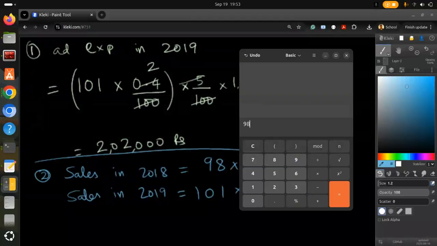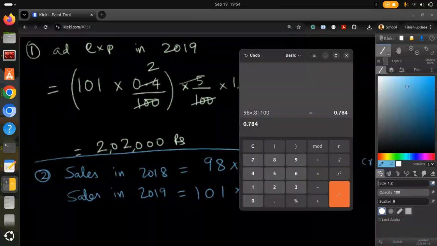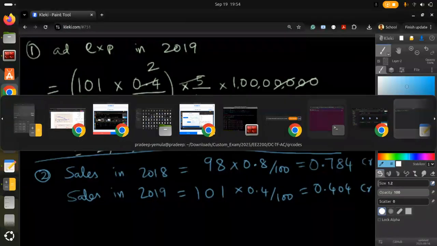So 98 into 0.8 divided by 100 gives 0.784 crores. And then 101 into 0.4 divided by 100 gives 0.404 crore. Now here I can simply ignore the units, because we want to see the percentage change.